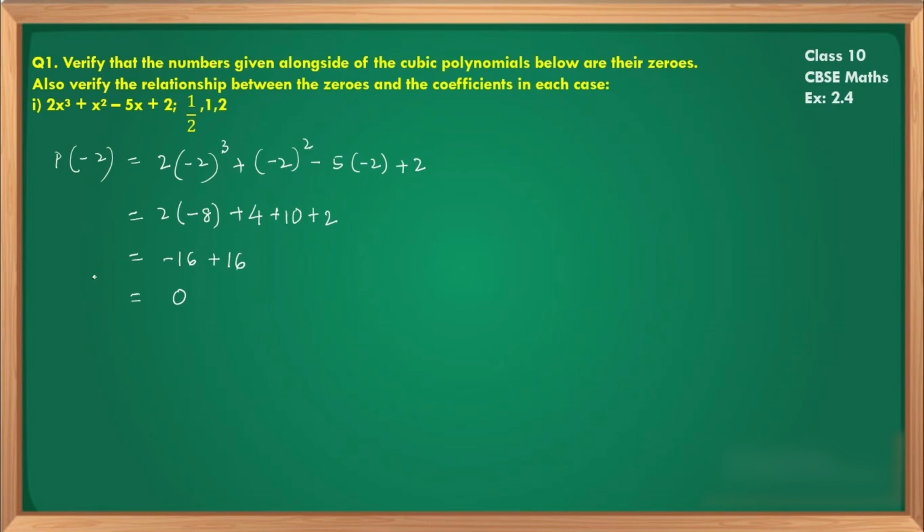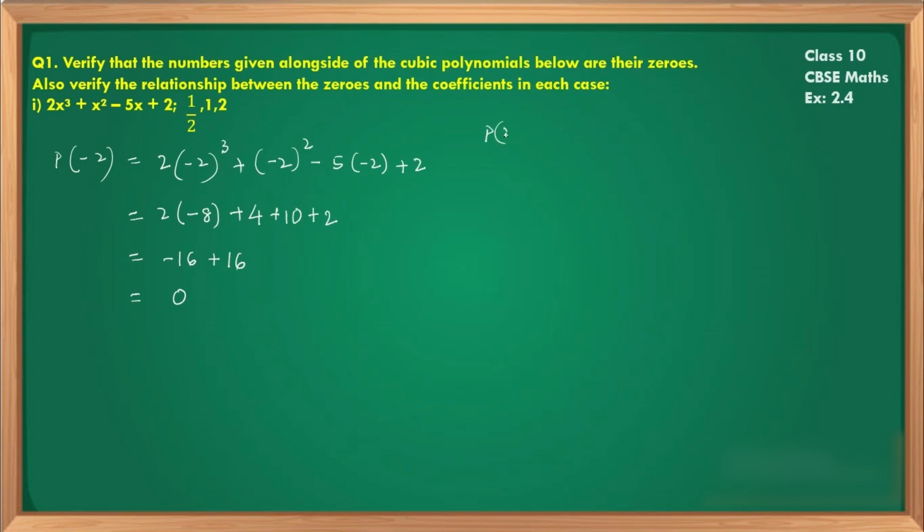Now what next? We have proved that they are all zeros of the given polynomial. Next, we have to verify the relationship between the zeros and the coefficients. Now, 3 zeros have been given. Now we have to find out the coefficients. Let me write down here.